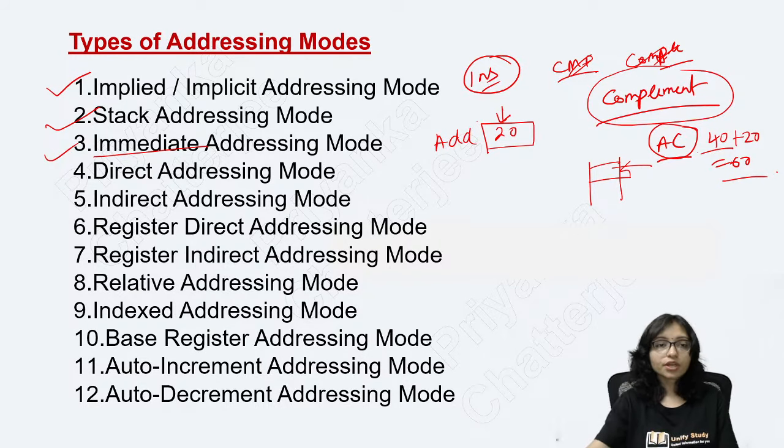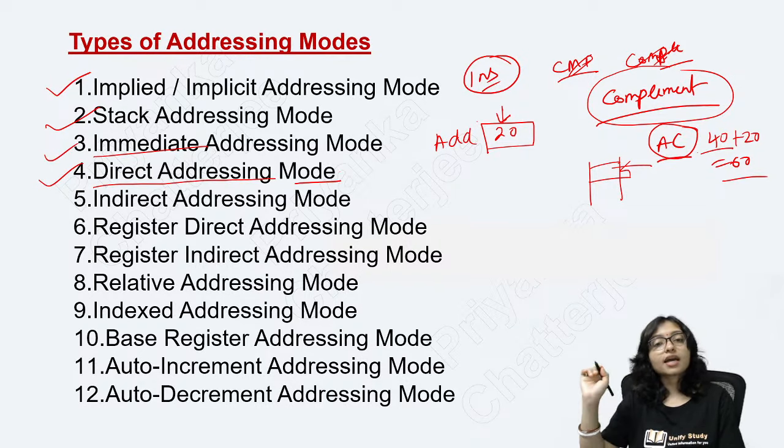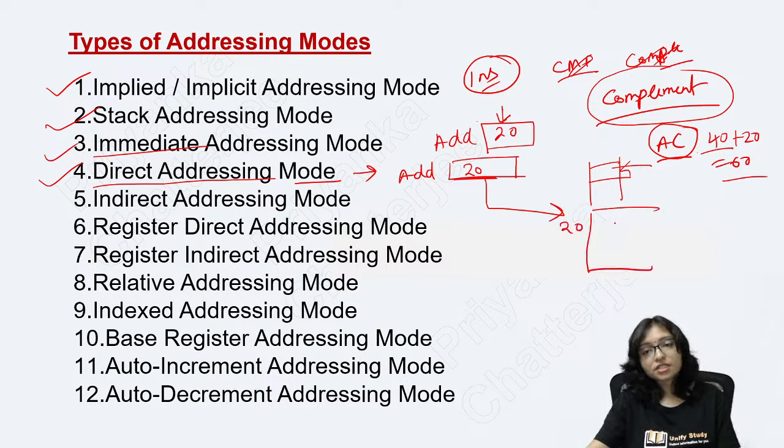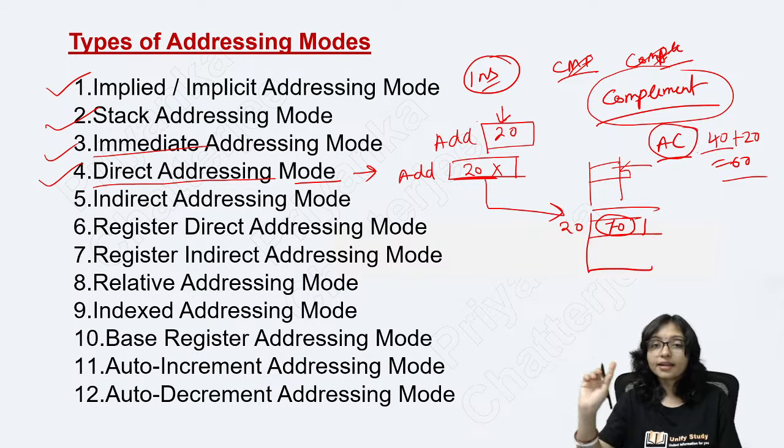Okay, is that okay? Now after that, direct addressing mode. Direct addressing mode means you are directly giving the address. Here it is given add 20. This 20 is not your data; you have to go to the address 20. In address 20, maybe 70 is there. This will be your data. That is the direct addressing mode.